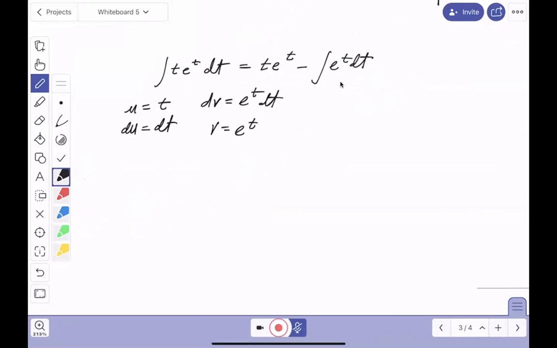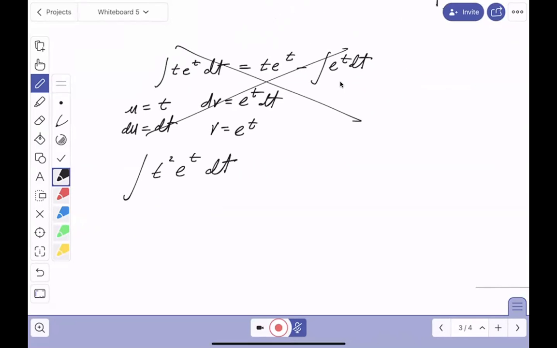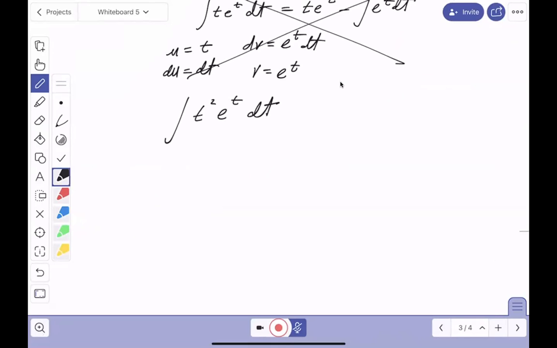All right, let's do the next guy. This guy's done. Let's do the next one: t squared e to the t dt. Let's write down, u equals t squared. I'm using integration by parts. du is 2t dt. All right, you get the idea what I'm doing. Let's hope so. And then dv equals e to the t dt, so v would equal e to the t.